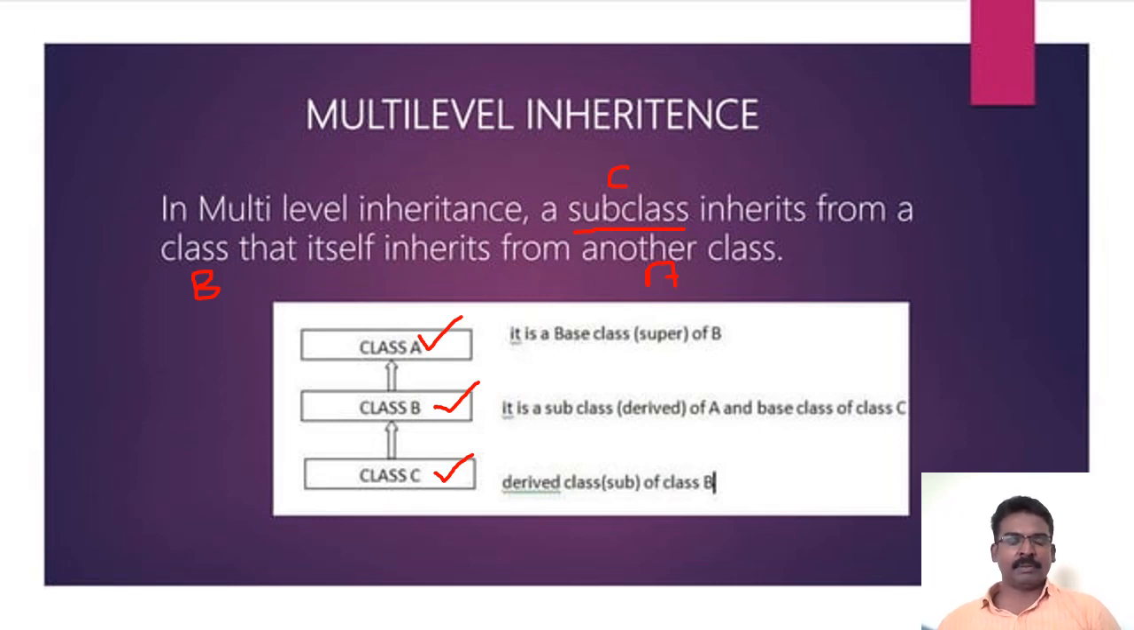This happens in a family too. If this is considered a grandparent, the father would have inherited some characters from him, and the child would have inherited from his father, who inherited from his own father, that is the child's grandfather.